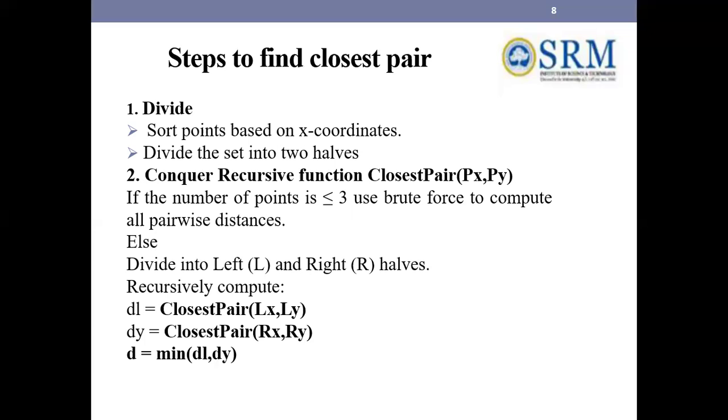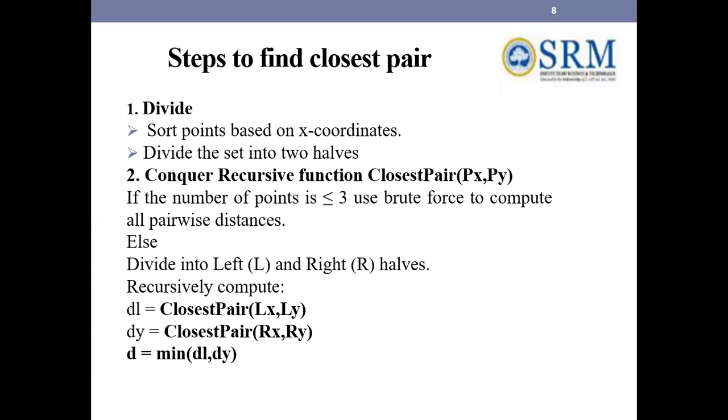So, pass the points on the left side to the closest pair algorithm, that is DL. DL is the closest pair distance in the left side. And again, apply the recursive algorithm for the right half, that is DR, the closest pair in the right half. And this process is repeated until we have covered all the points.